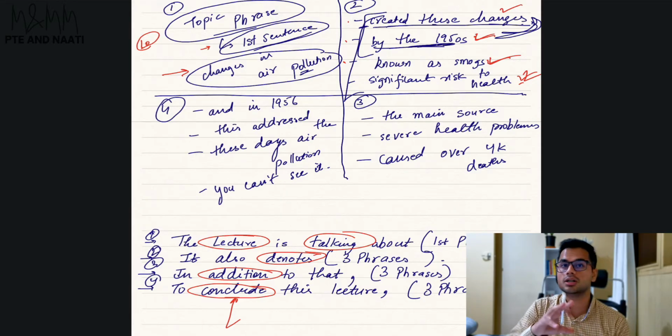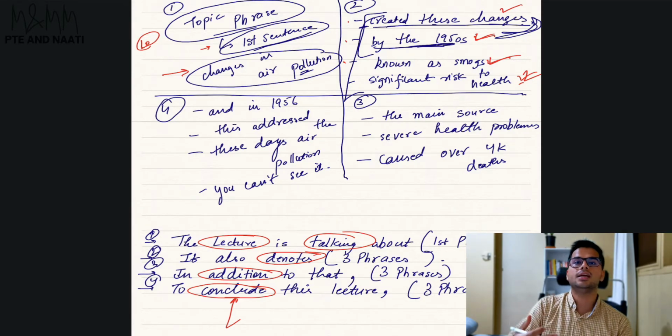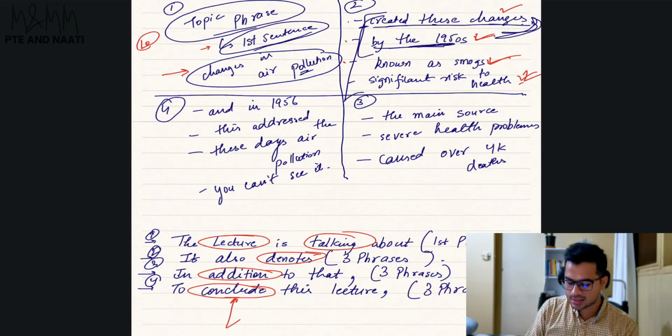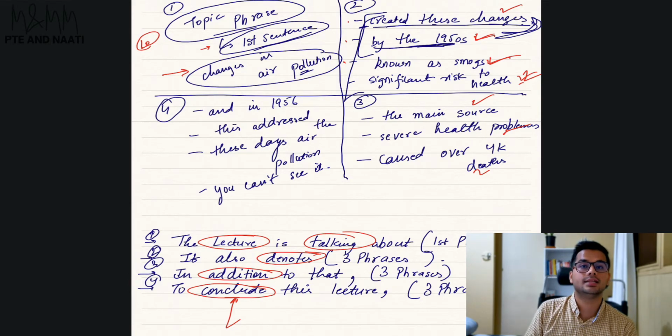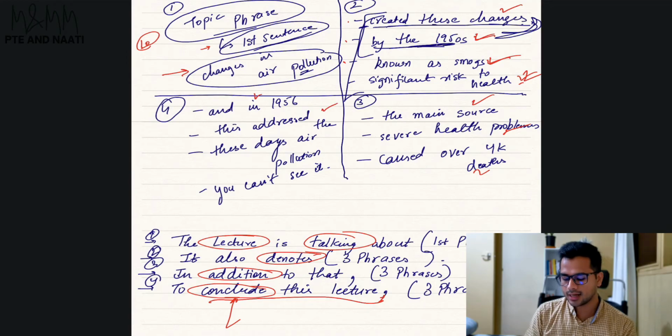So as I said, I'm not combining my phrases. I'm not adding any sort of connectors in them. I'm not trying to make any sense out of it. I just speak out my phrases the way I've written them. Third sentence, in addition to that, the main source, severe health problems caused over 4,000 deaths. That's it. Third sentence. Last but not the least, to conclude this lecture, and in 1956, this addressed the these days air pollution, you can't see it.